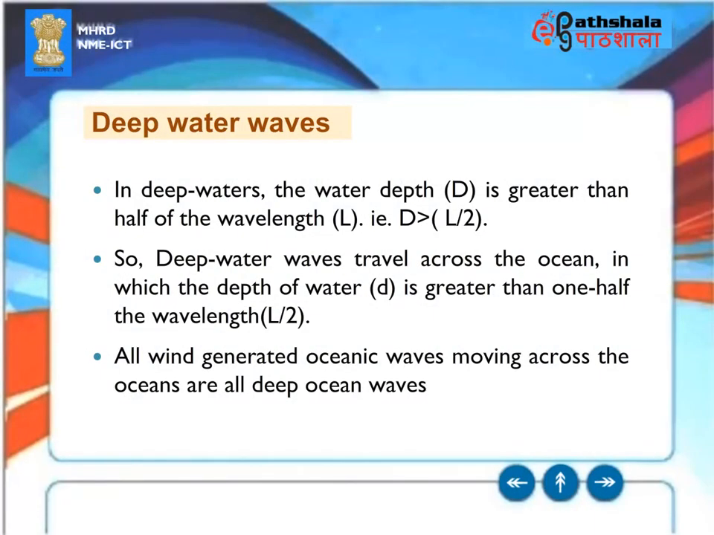In deep waters, the water depth d is greater than half of the wavelength L. That is, d is greater than L by 2. So, deep water waves travel across the ocean in which the depth of water d is greater than one half the wavelength, L by 2. All wind-generated oceanic waves moving across the oceans are deep ocean waves.